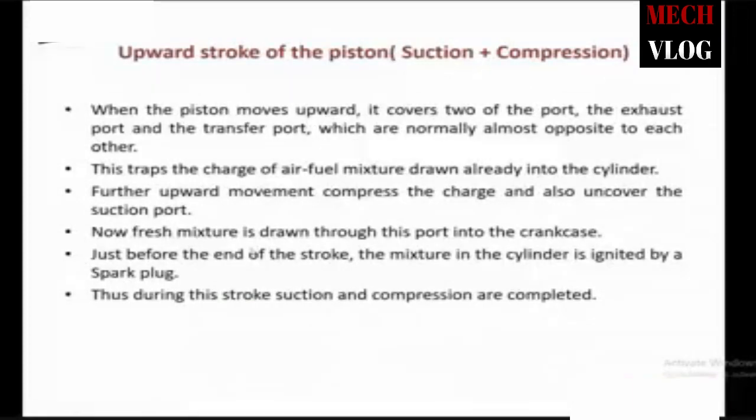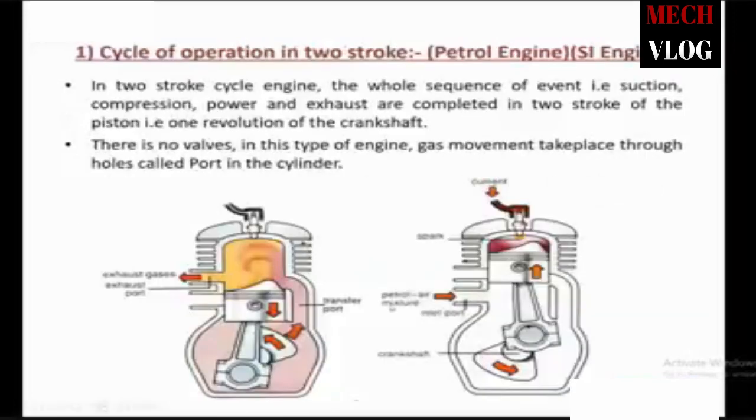When the piston moves upwards, it covers two of the ports, the exhaust port and the transfer port, which are normally almost opposite to each other. As you can see in this figure, the left hand side figure shows this. That means we have a total of three ports: inlet port, exhaust port, and the transfer port. When the piston moves from the bottom dead center to the top dead center, we can see that these two ports are closed. That means the exhaust port and the transfer port are closed.